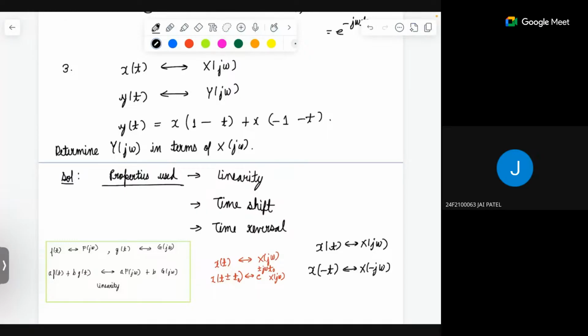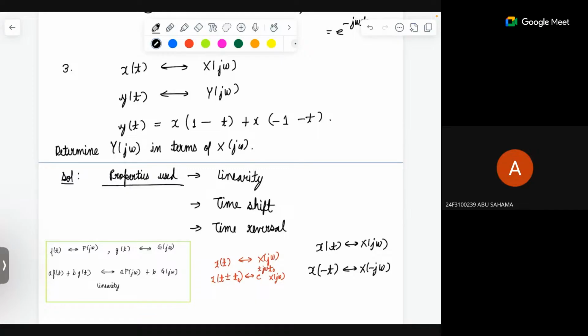Can I tell the answer, ma'am? Yes, yes. 2 cos omega times X of minus j omega. Yes, that's correct. Yes, ma'am. I have also got e to the power j omega plus e to the power minus j omega. When we divide by 2 and multiply by 2, we can get 2 cos omega times X of minus j omega.